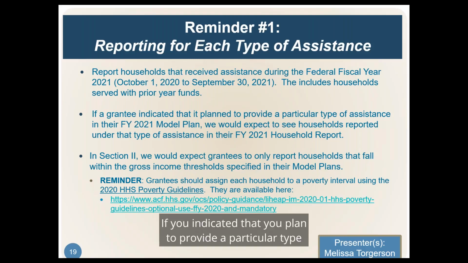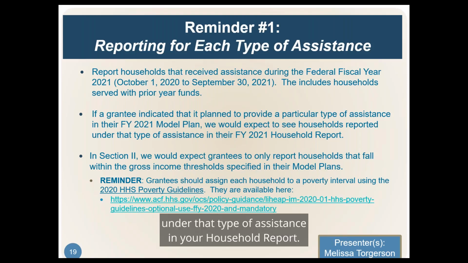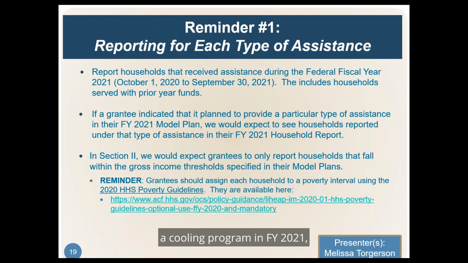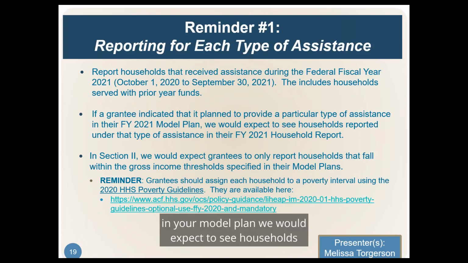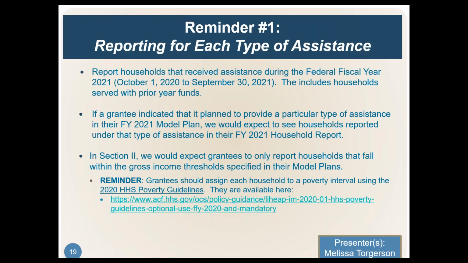If you indicated that you plan to provide a particular type of assistance in your FY 2021 model plan, we expect to see households reported under that type of assistance in your household report. So if you told OCS that you planned on running a cooling program in FY 2021, in your model plan, we would expect to see households reported under the cooling component in your household report.